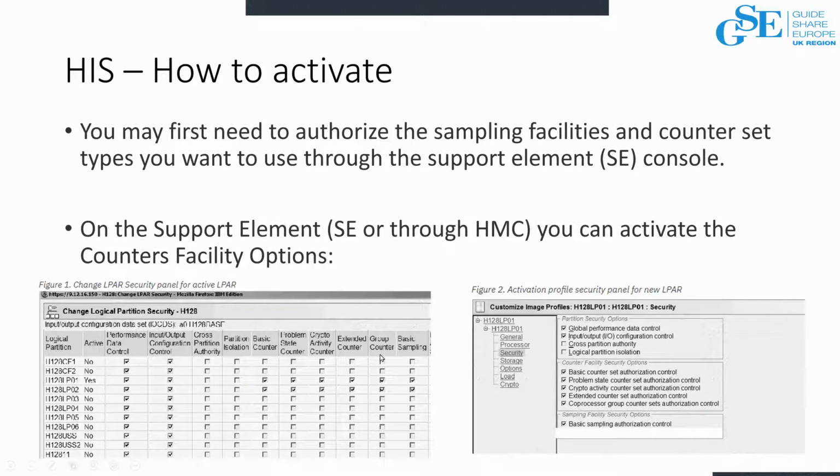So here I put two screenshots. One when you want to change it dynamically with Change LPAR Controls. Another here just when you want to set up this using the activation profiles. Okay.